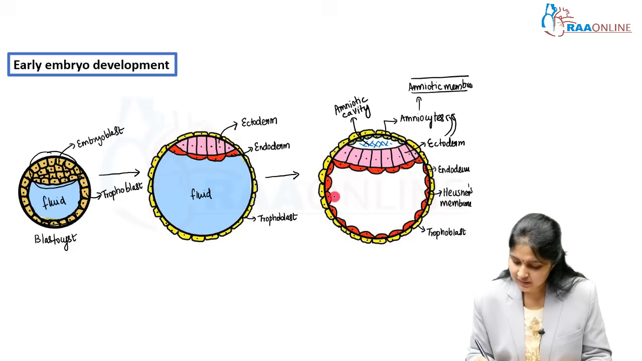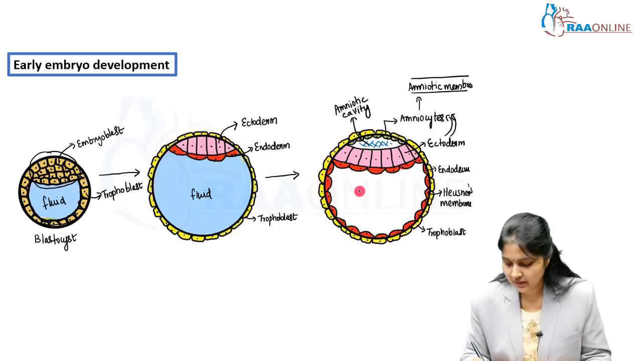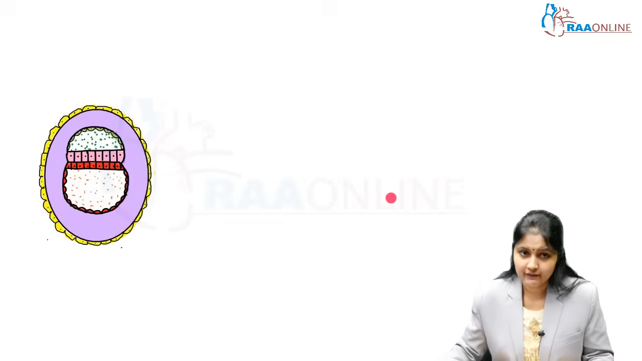But this Heuser's membrane is going to line this part of the cavity which contains the fluid, and now this cavity is going to be the primary yolk sac. Okay, now let's go on to the next development.